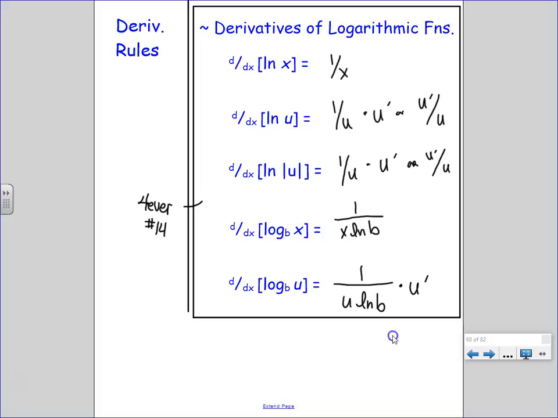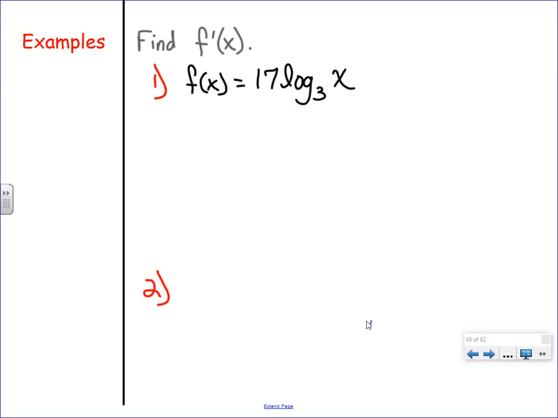Now guys, look, hold on. This looks like an awful card, except what's true about these three formulas basically? They're kind of the same. It's 1 over, either 1 over x or 1 over u, and when there's a u, we multiply by u prime. And then these two formulas are basically the same. So it's kind of just two formulas.